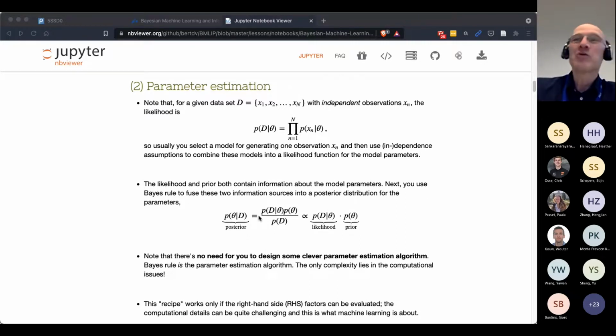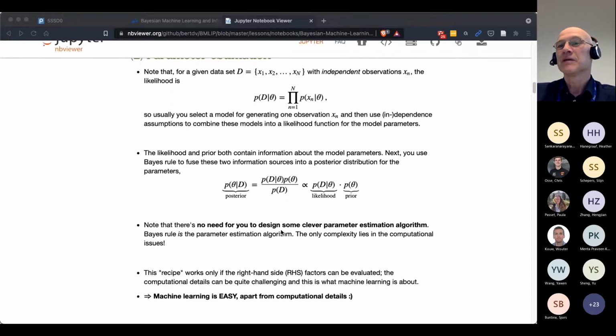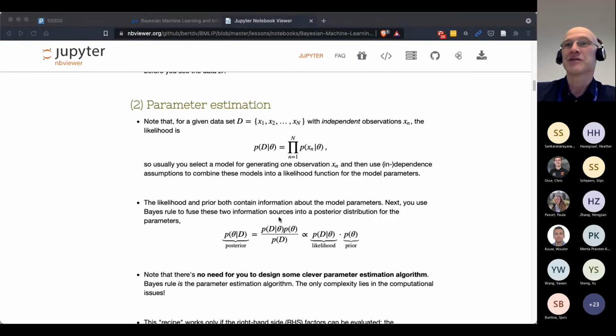The way to go about it technically is, once you have prior and likelihood, you can compute the evidence by integrating out or summing out the parameter theta, and that's how you compute P of D. And once you have P of D, then you can do this division and you get a posterior.